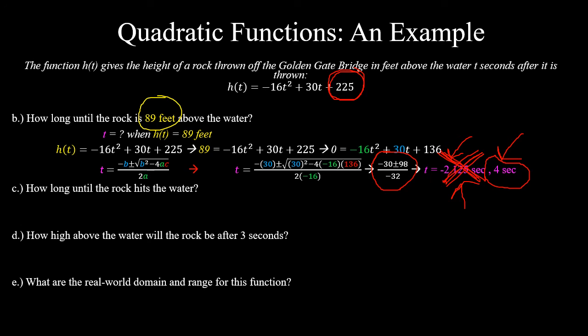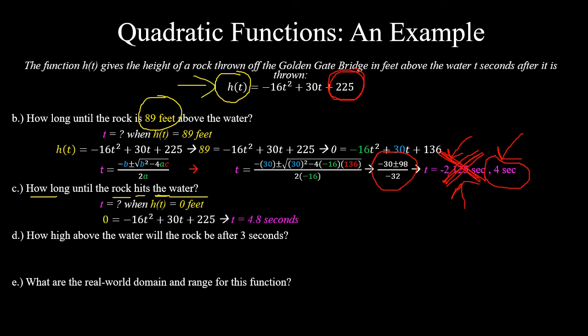How long until the rock hits the water? If the rock has hit the water, what's the height? 0. The rock is 0 feet above the water. It's hitting the water, so it's no longer above the water. So we are given an output: h of t equals 0, and we need to find the time t, how long until that happens. What does t equal when h of t equals 0? We're just going to plug in 0 for h of t and solve.